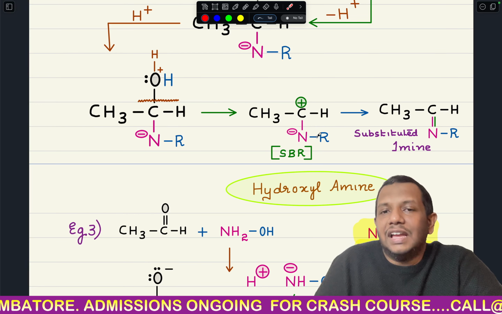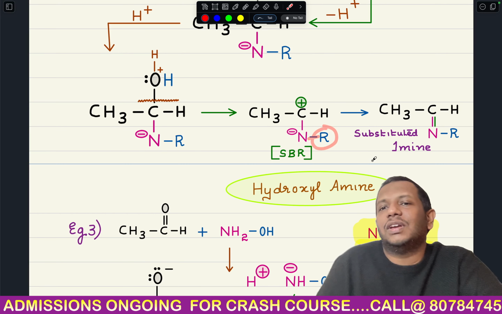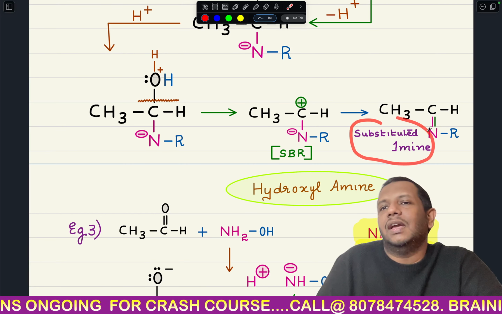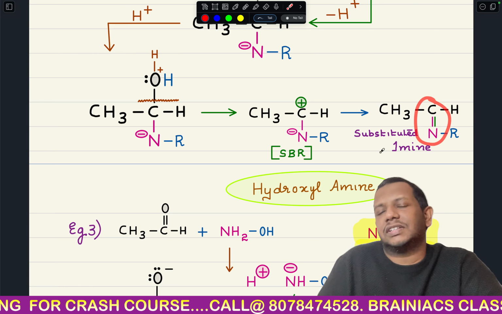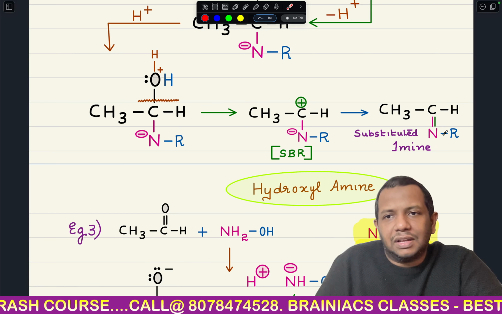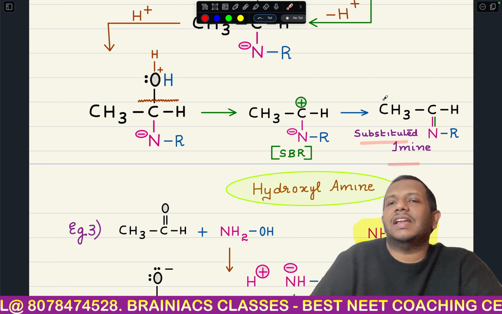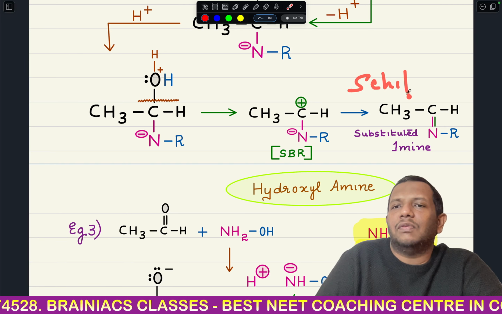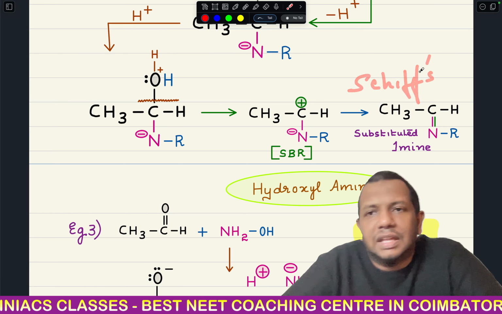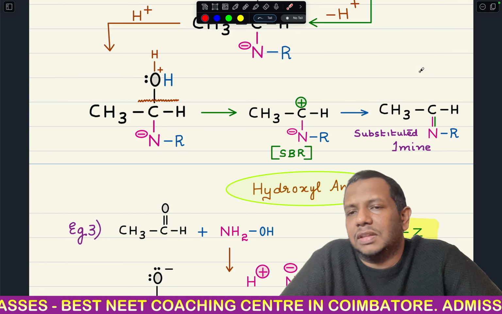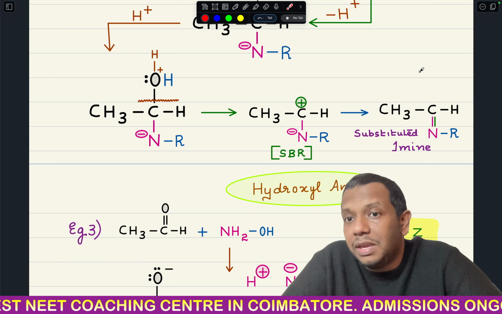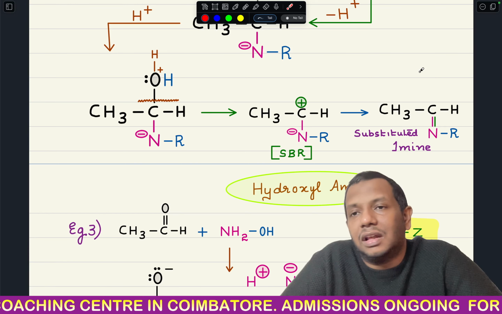So hydrogen is replaced with R, and we call this a substituted imine, because here also carbon double bond nitrogen is there, so that is an imine, but instead of hydrogen an alkyl group is coming, so we call this a substituted imine, and that is called Schiff's base. Very important, Schiff's base. They can ask in the question, what is Schiff's base? Imine, substituted imine, amine, substituted amine, like that they can ask.